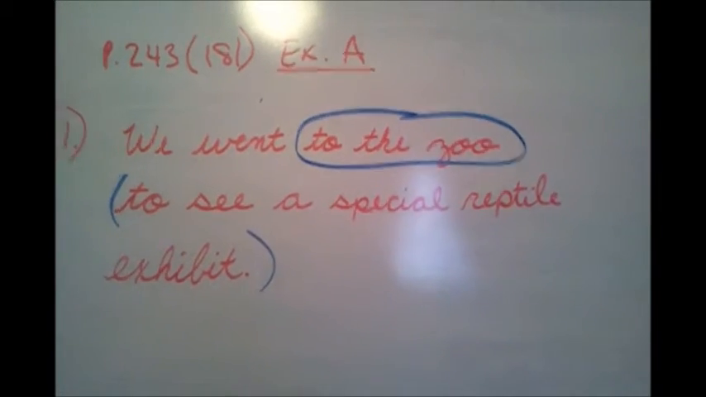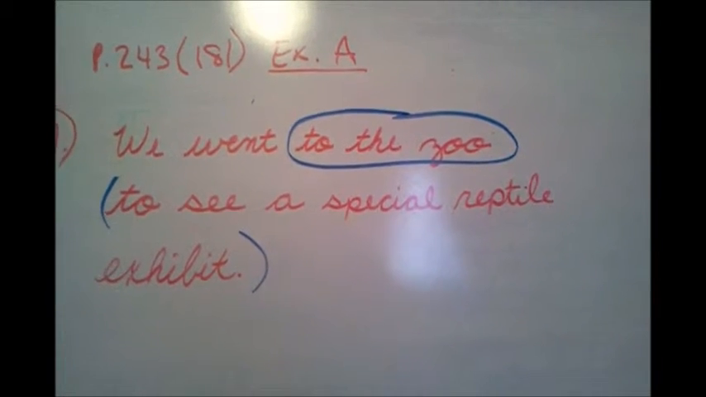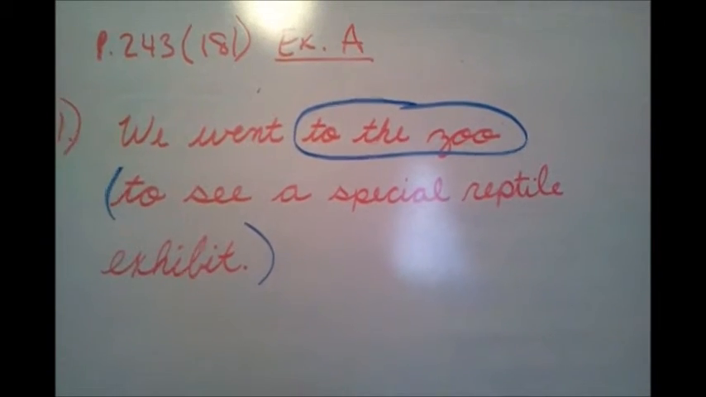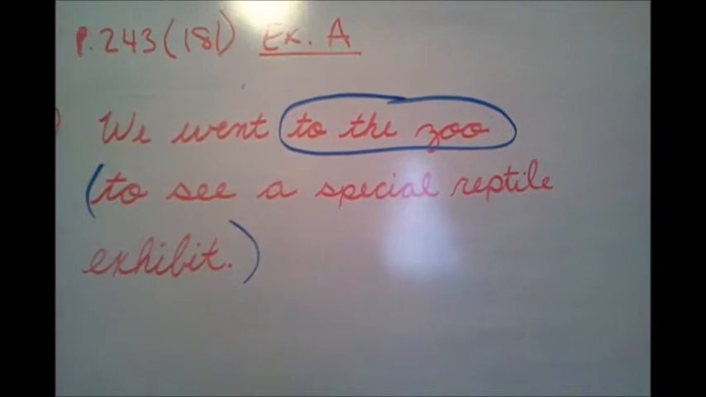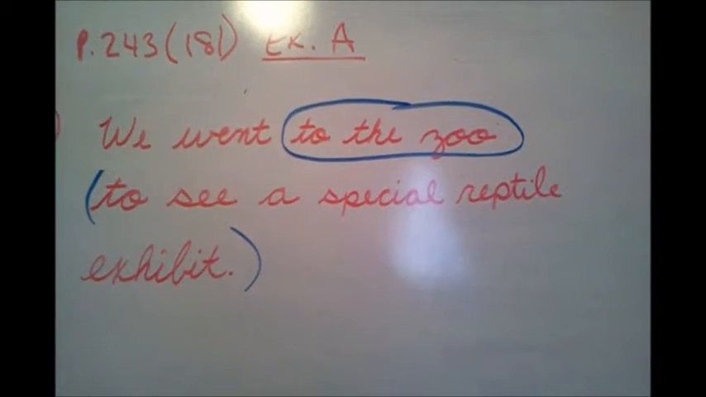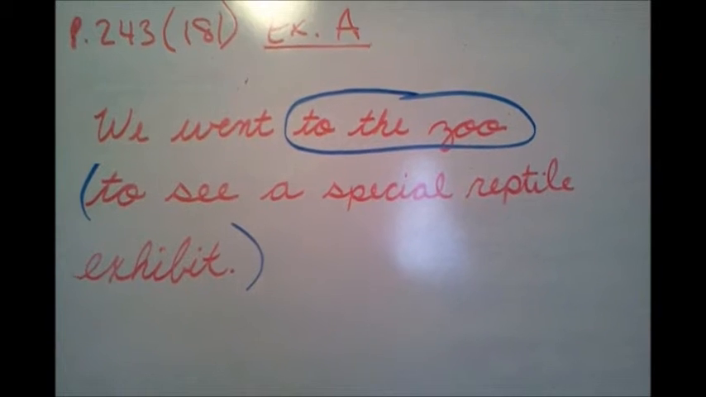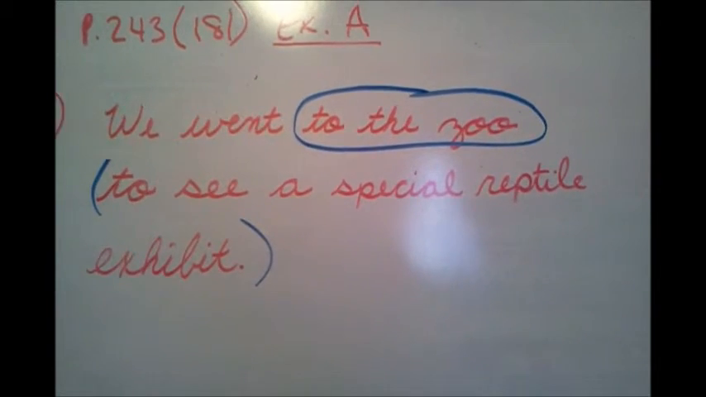So the prepositional phrase I see here is to the zoo. And then I see an infinitive phrase, to see a special reptile exhibit. Because to see, that's the infinitive form of the verb see. And then the rest of the words just go with the phrase.